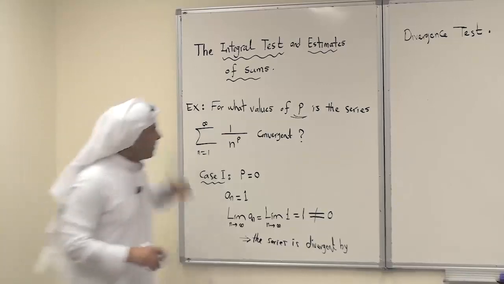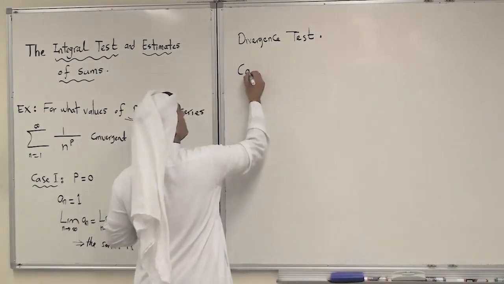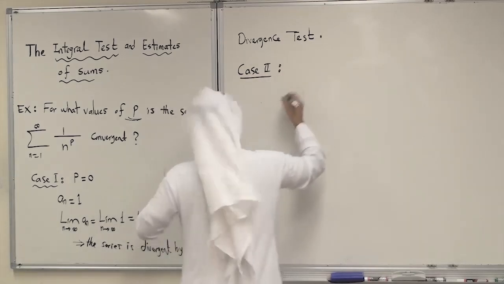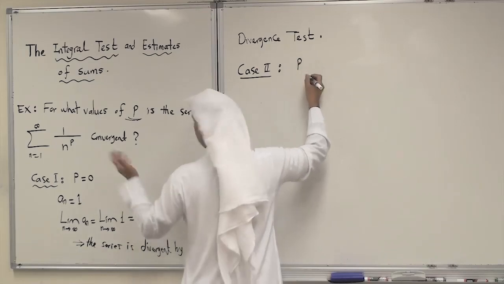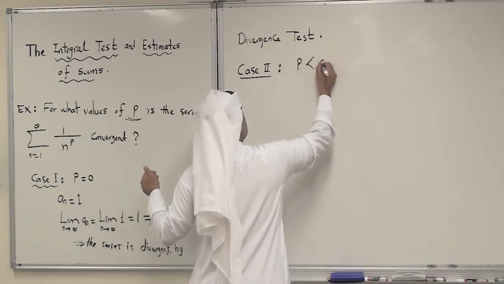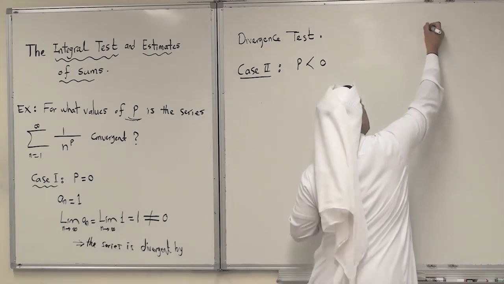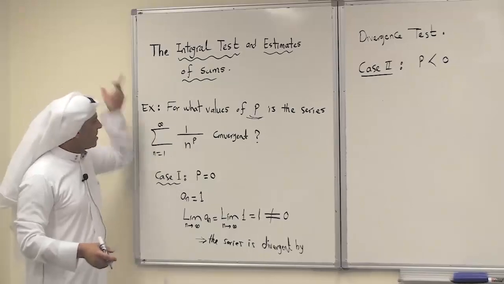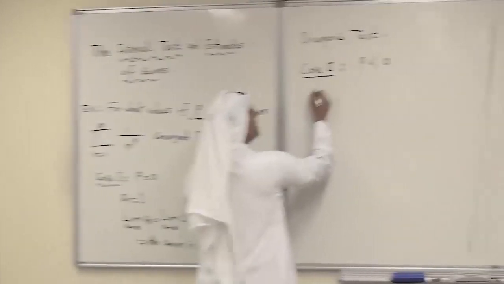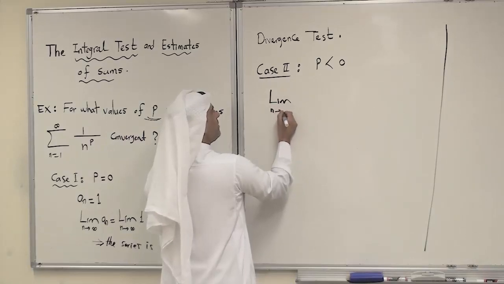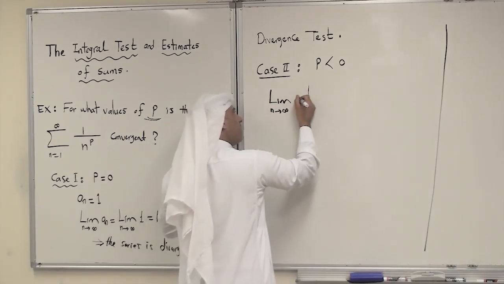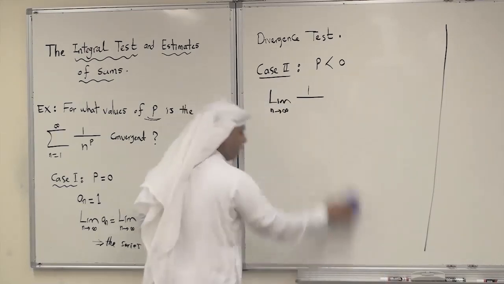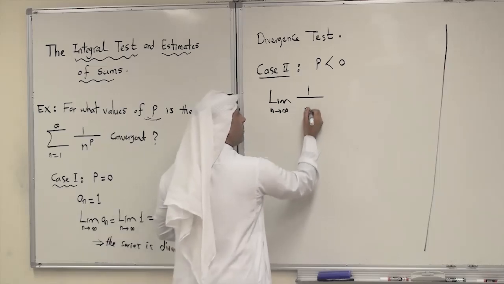Now, let us take another case for P. Case number 2. What happens if we choose P to be negative? Assuming P is less than 0. Say, for example, minus 3, minus 2. What can you say about the limit as n goes to infinity of the nth term? It is 1 over n to the power p.